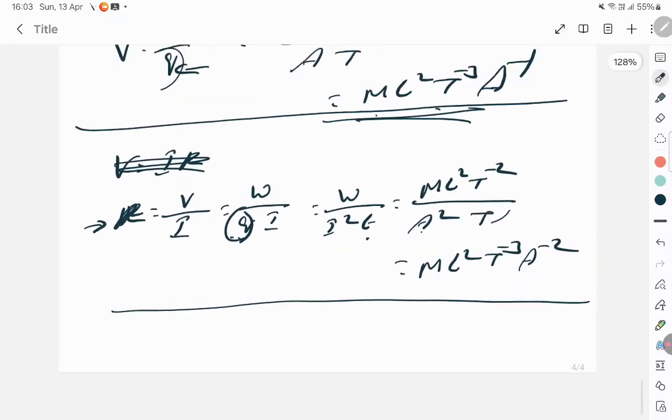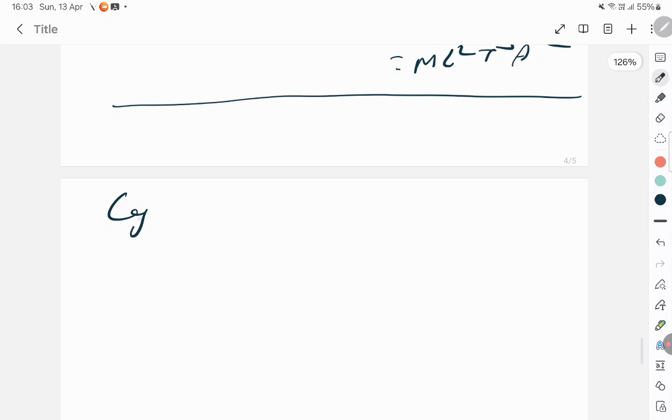Similarly, we can write a dimensional formula for capacitance. What is capacitance? Your mobile and the power bank have so many small capacitors inside. They have the ability to store charge when you connect them to a voltage.